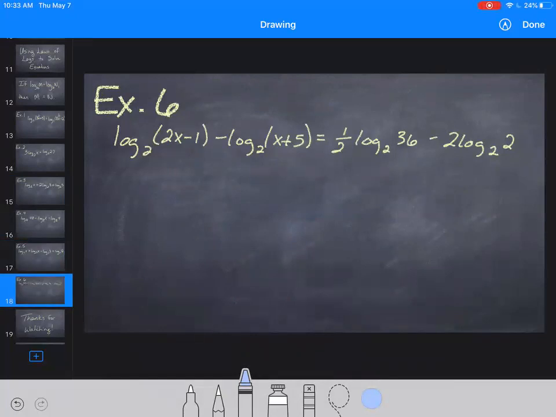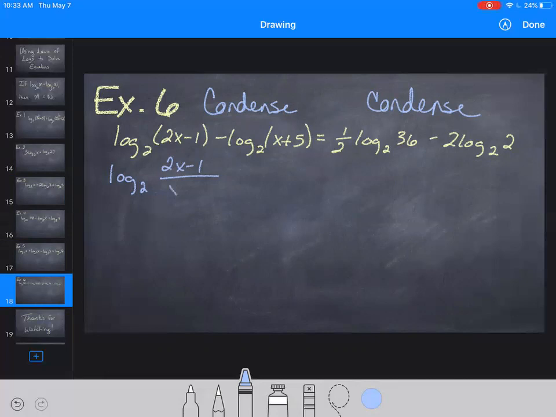I'm going to condense the left side, and I'm going to condense the right side. Whenever I condense the left side, I can see I have log base 2 minus a log base 2. The subtraction tells me I have to have division, so I write log base 2. I need my fraction bar. The 2x minus 1 has a positive log base 2 in front of it, so that goes to the numerator. And the x plus 5 has a negative log base 2 in front of it, so it has to go to my denominator, is equal to, and then I can see that I have exponents on the right side.